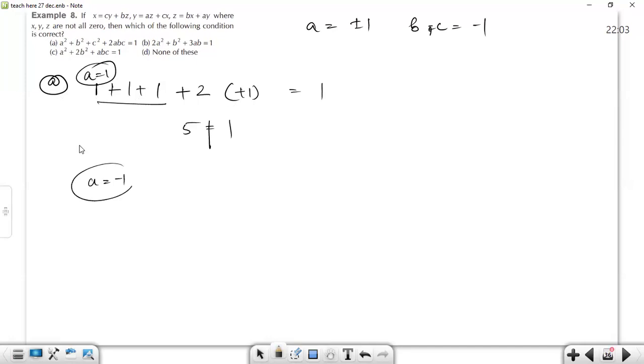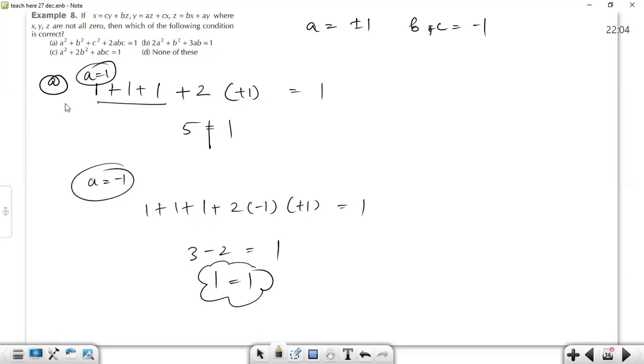Now let's check for a equal to minus 1. a square, b square, c square, they are all plus 1. Plus 2 into a which is minus of 1, b and c minus 1 becomes plus 1. Should be 1. So 3 minus 2 is equal to 1. Left hand side becomes 1, right hand side was already 1. So option A is getting verified with a equal to minus 1. Now there are higher chances of a becoming minus 1.